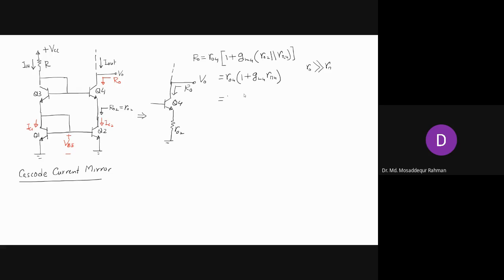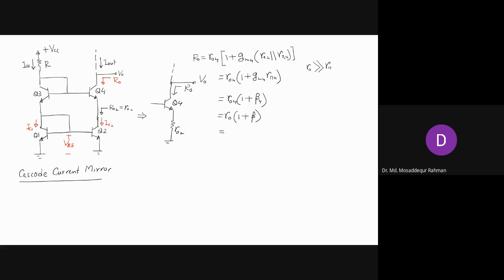So what is GM Rπ? It is beta. Right, GM Rπ is beta. So we get R04 times 1 plus beta 4. So dropping the subscripts, we can just write R naught times 1 plus beta. Right? So this shows that the cascode configuration has very high output resistance, because R naught, which is already high, getting multiplied by 1 plus beta will give you a very high output resistance.